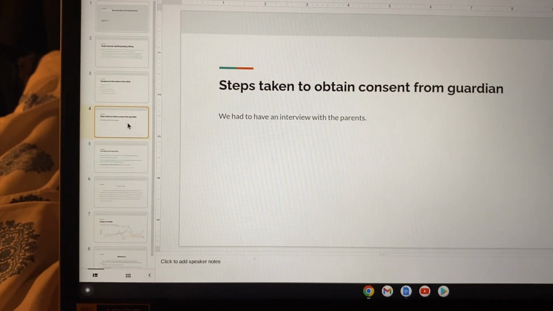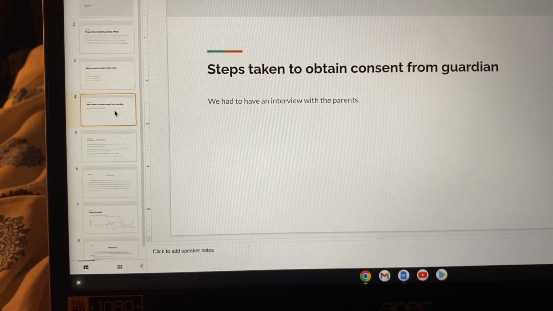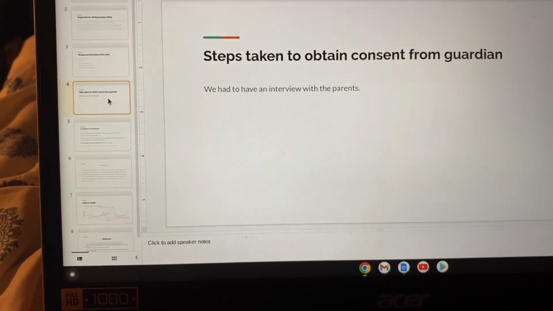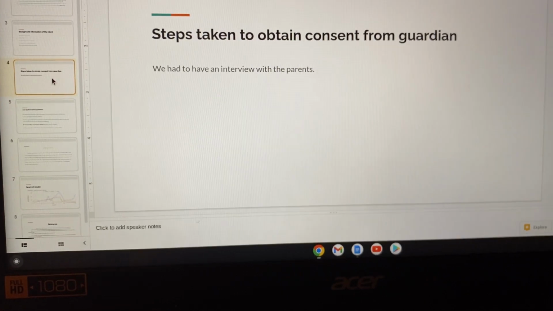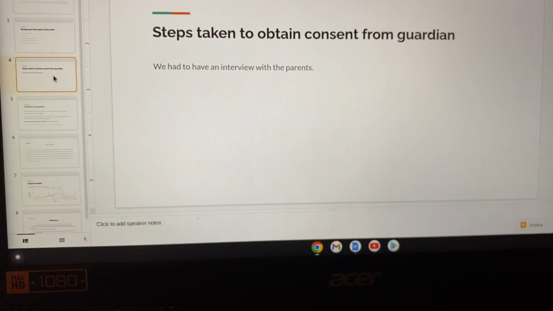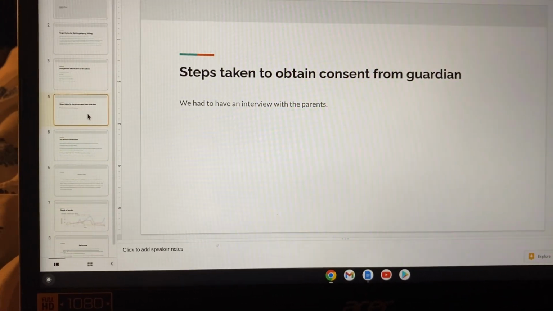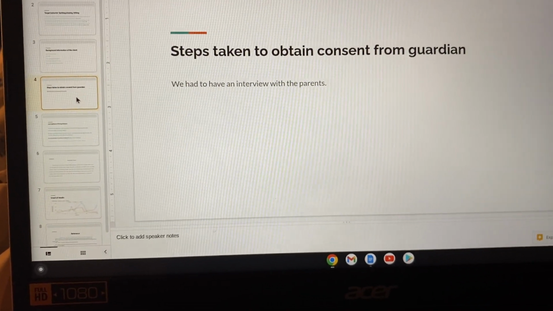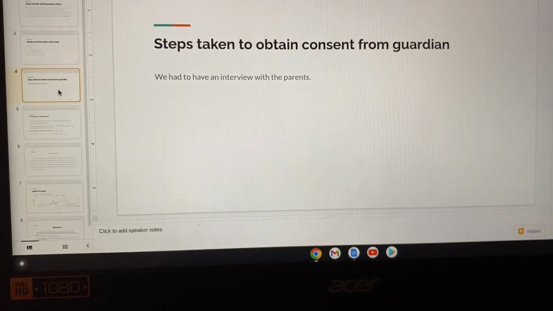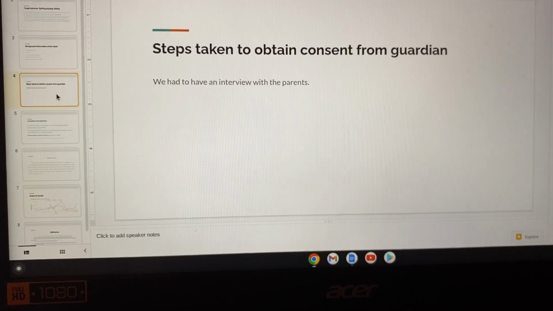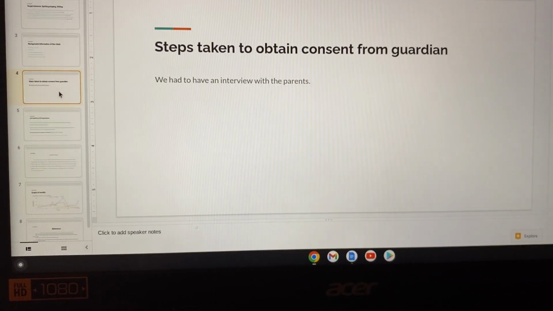Steps taken to obtain consent from the guardian: we simply did an interview with the parents, which is an indirect assessment. That's what we did to get consent. And of course, we had to ask for permission to do the indirect assessment as well as the direct assessment, where we observe the client face to face or in their natural environment.